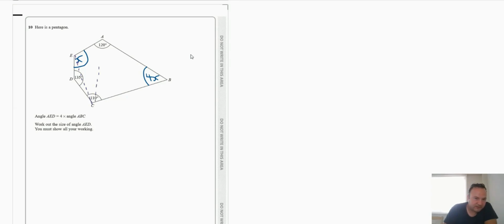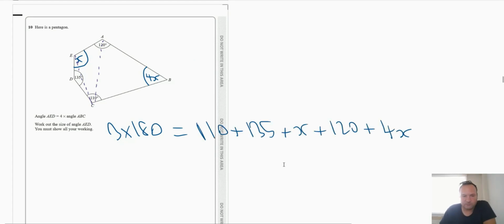We can see that there's actually three triangles which fit into the pentagon. So we know that the total angles in a triangle add up to 180. So the total angles in the pentagon is 3 times 180. And we can see that this is actually equal to the sum of all the angles. So we've now constructed an equation by adding all the angles up on the right-hand side. We know that gives a total of 540 on the left-hand side.